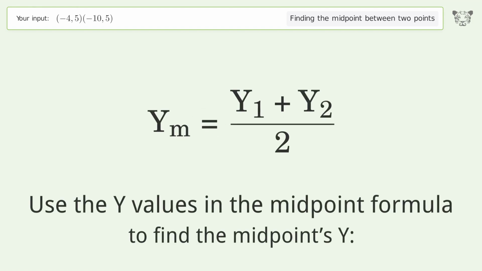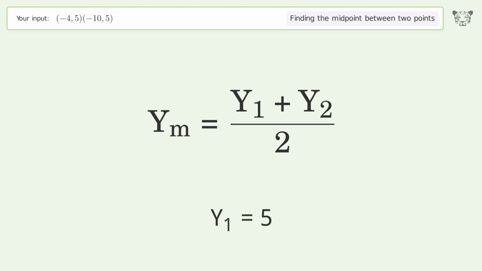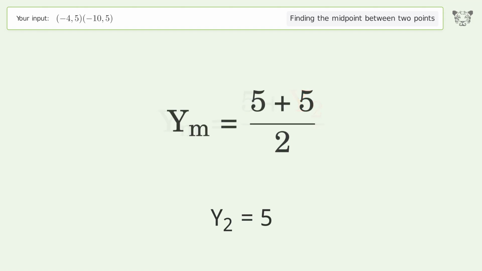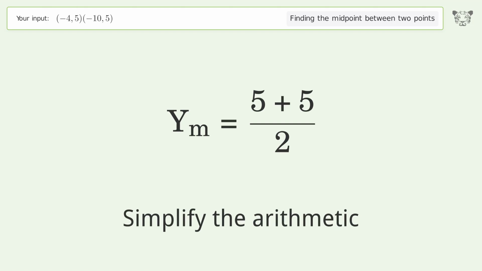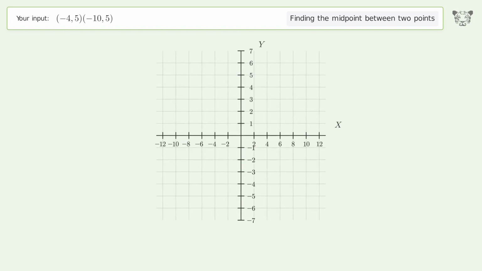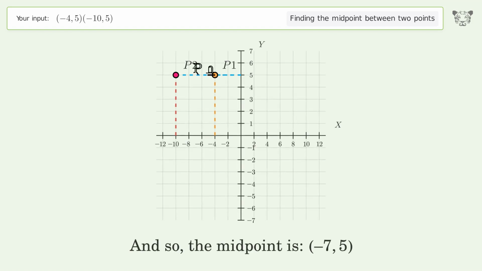Use the y values in the midpoint formula to find the midpoint's y. y1 equals 5. y2 equals 5. Simplify the arithmetic. And so, the midpoint is -7, 5.